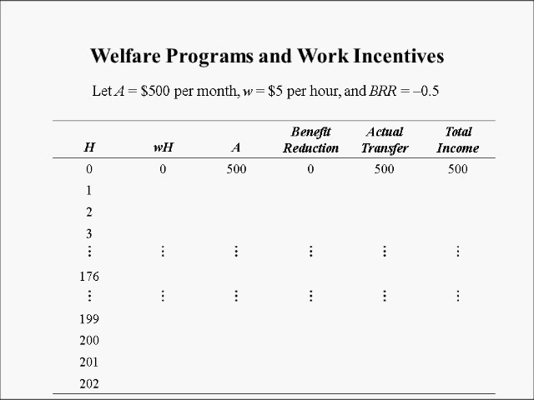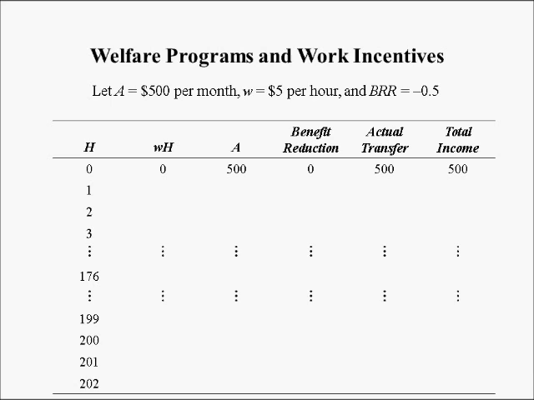Now, if the welfare check is $5 per month, and the person is making $5 after tax, and the benefit reduction rate is 50%, then this table illustrates the effect on a low-income mother's budget line. Now, the benefit reduction rate works this way. If your earnings go up by $1, your benefit is going to go down by 50 cents. So it's kind of like a tax. I'm going to show you with this example.